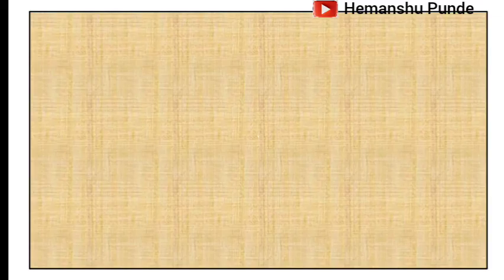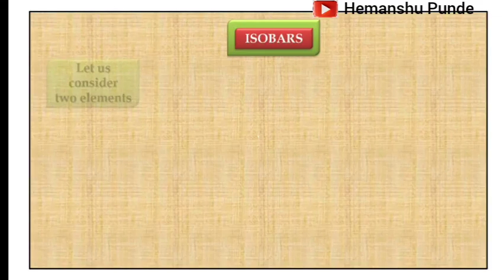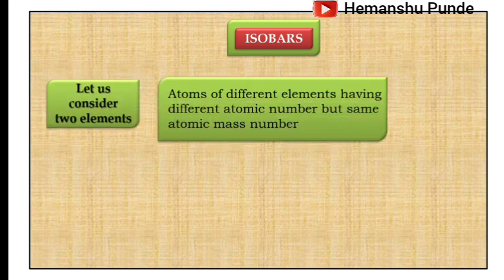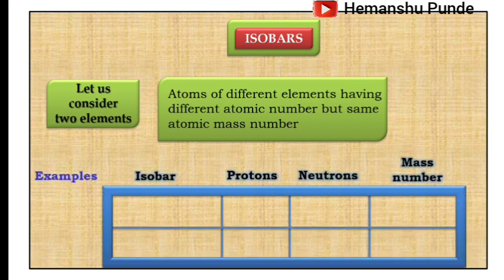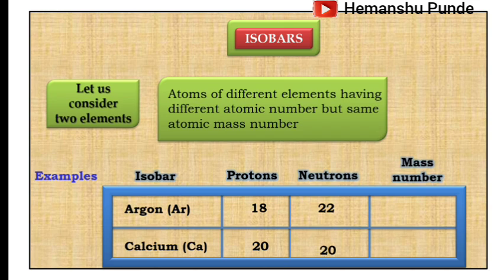Next is isobars. Let us consider two elements. Atoms of two different elements having different atomic numbers but the same atomic mass number. For example, argon and calcium. Argon contains 18 protons and calcium contains 20 protons. Argon contains 22 neutrons and calcium contains 20 neutrons. So the mass number will be 40 and 40.